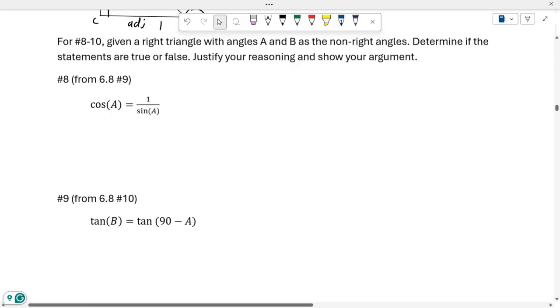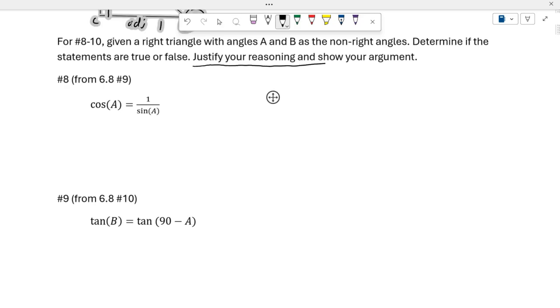All right, questions 8 through 10. For 8 through 10, given a right triangle with angles A and B as the non-right angles, or the acute angles, determine if the statements are true or false. Justify your reasoning and show your argument. All right, I want to underline this sentence here. And I'm going to highlight it too.